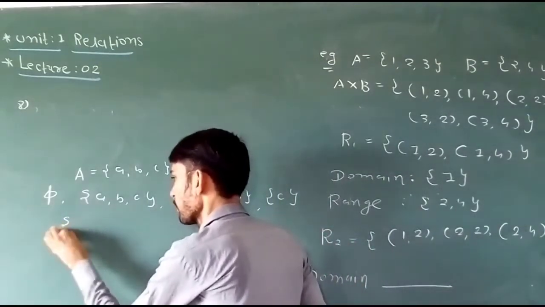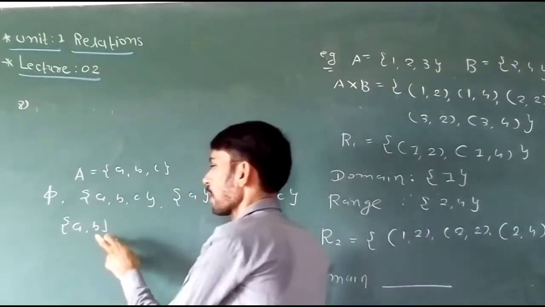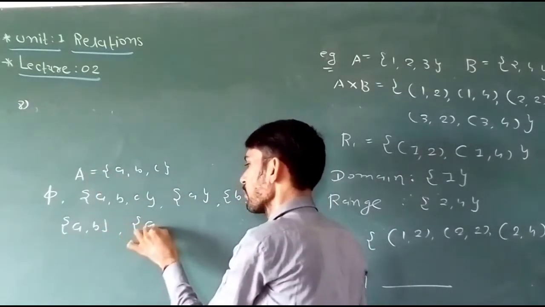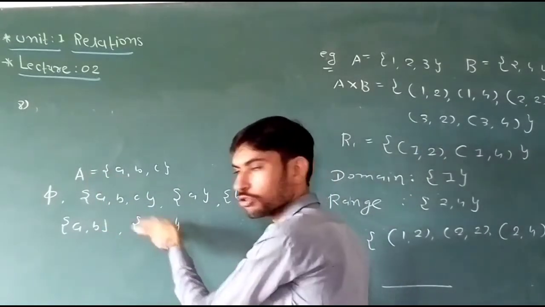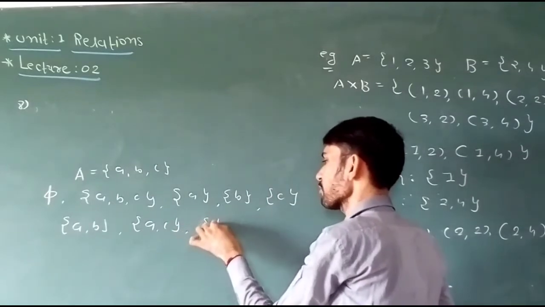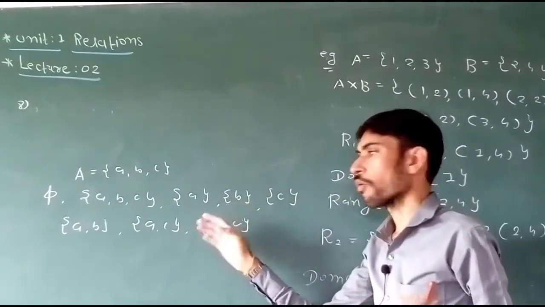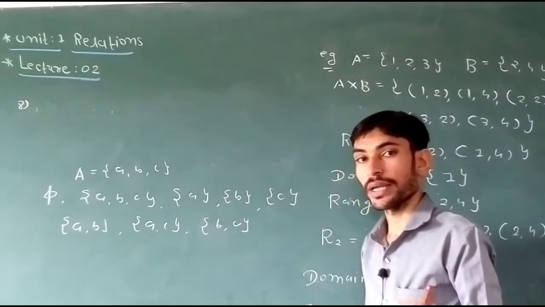Next we write set AB, which is also a subset of set A. In the same way, AC, this is also a subset of set A. And the last one is BC. So these all are the possible subsets of set A.